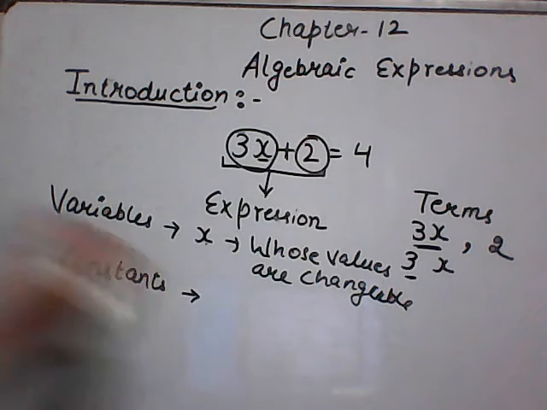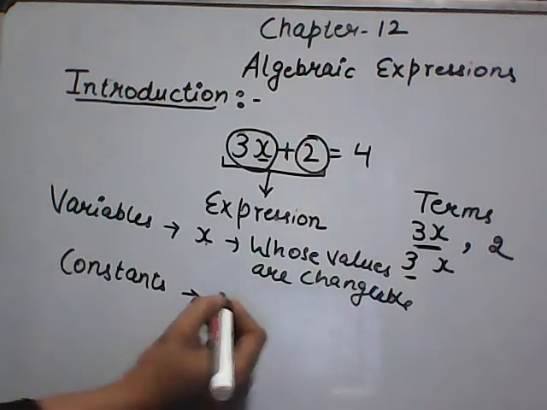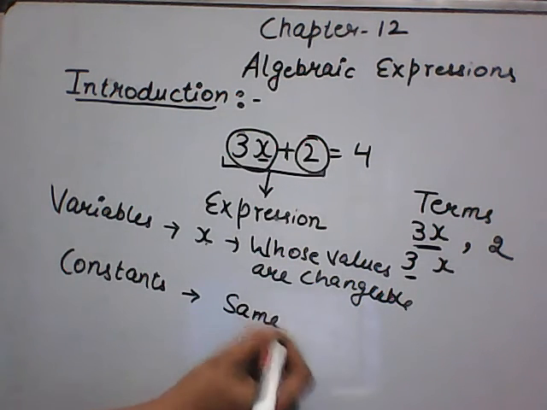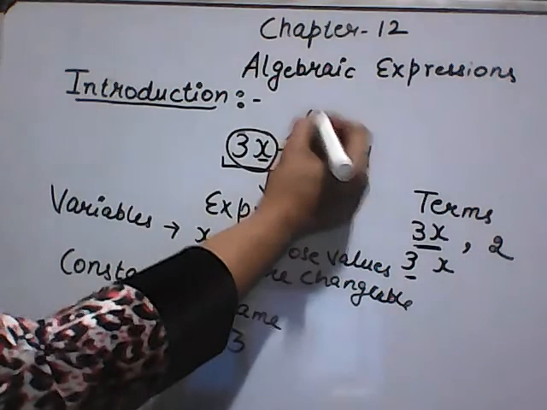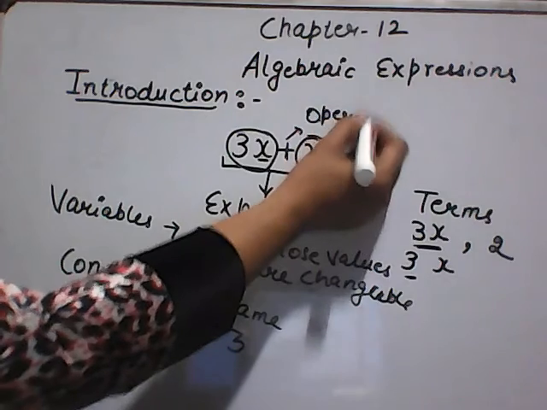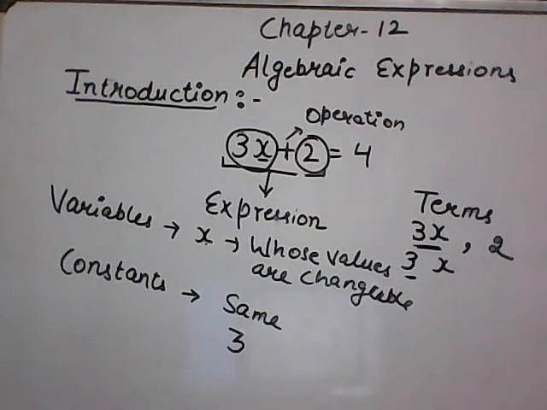Here 3 is a constant. Constant means whose value doesn't change, whose value remains the same. Suppose I write 3, it is the same, so 3 cannot be changed. So it is a constant. Here plus is an operation. An operation can be plus, minus, multiplication or division. So an expression can be formed when two or more terms are added, subtracted, multiplied or divided.